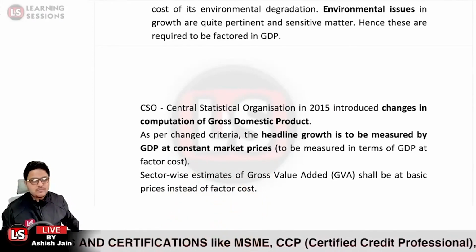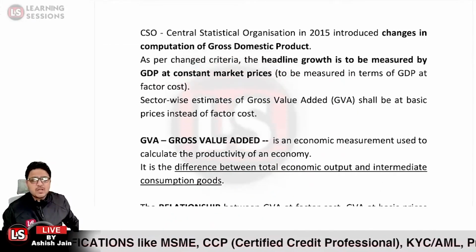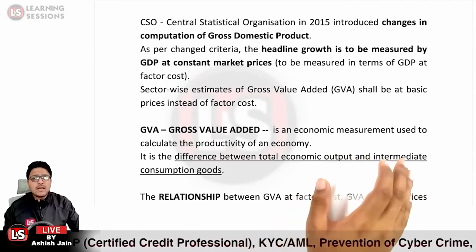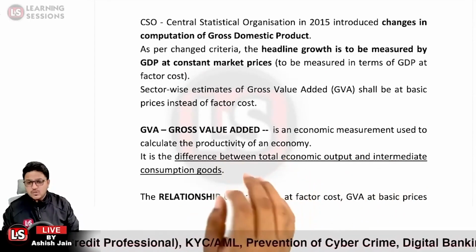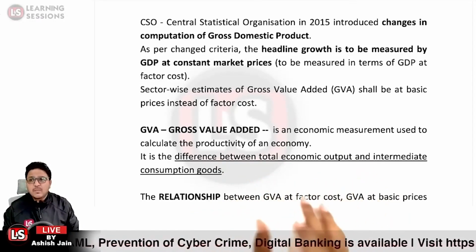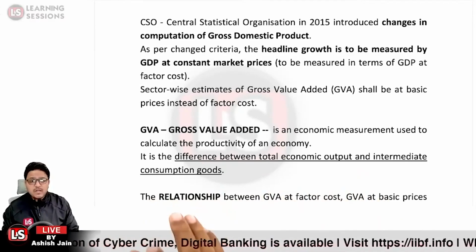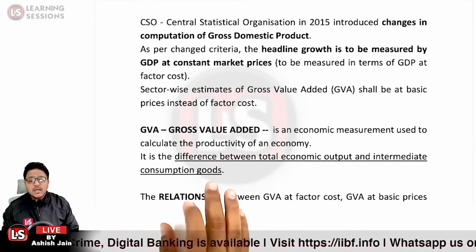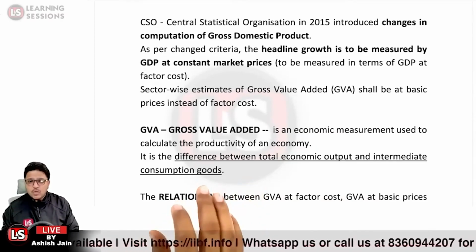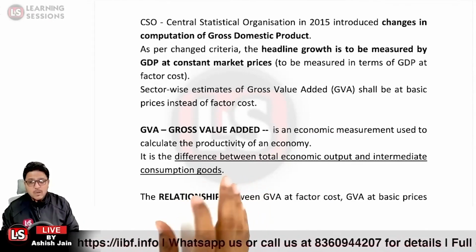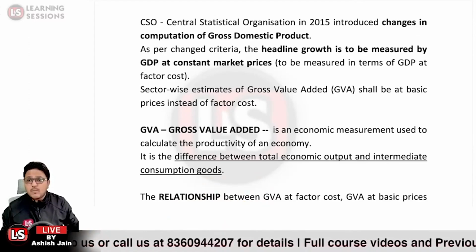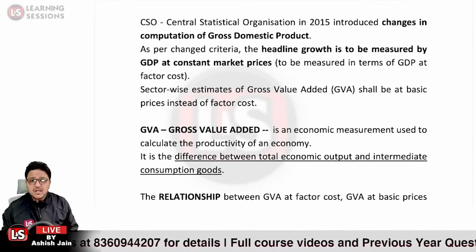Is that clear? Okay, now let's have a look at the GVA, that is gross value added. So the GVA is an economic measurement used to calculate the productivity in the economy. It is the difference between the total economic output and the intermediate consumption goods. So whatever intermediate goods have been consumed and whatever the economic output was, the difference between these two is the GVA itself.